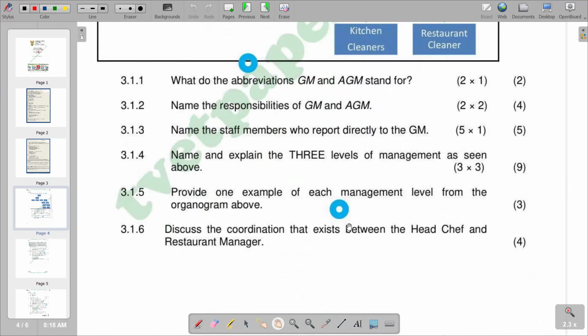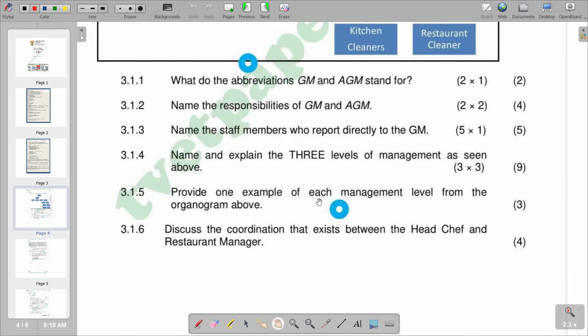Discuss the coordination that exists between the head chef and the restaurant manager. So basically, for you to be able to come up with the coordination that exists between the two, you need to first understand what exactly the head chef does and what the restaurant manager does. So you'll see that the responsibility of the head chef is to oversee the operations and staff of a restaurant or other facility's kitchen. So basically, the head chef organizes the kitchen activities.